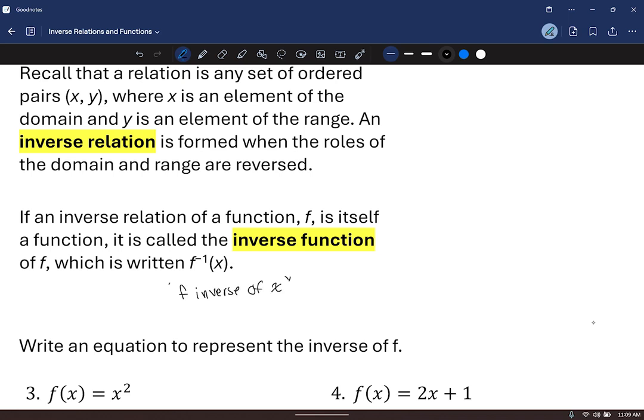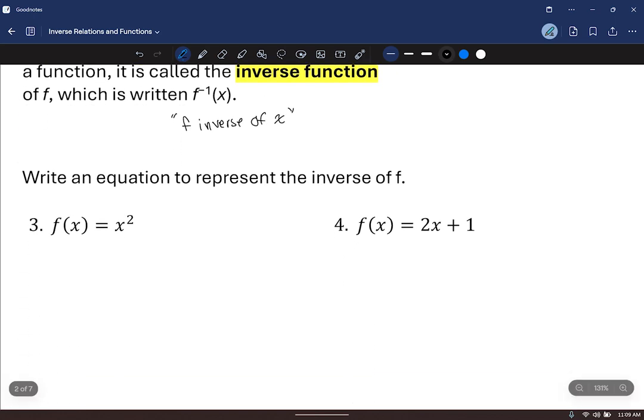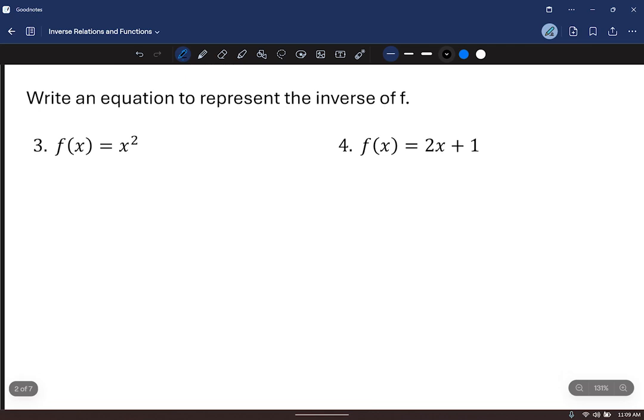Now you can't use inverse notation if it's not an inverse, so it's really important for us to know if something is an inverse or not. So we're going to write an equation to represent the inverse of f. All right, so we are going to switch the x and the y. Now remember, f of x always represents y, so I'm going to replace y with x and replace x with y. We don't change anything else. We only flip the x and the y. If one of them is negative, you leave that negative where it's at. You only change the letters.